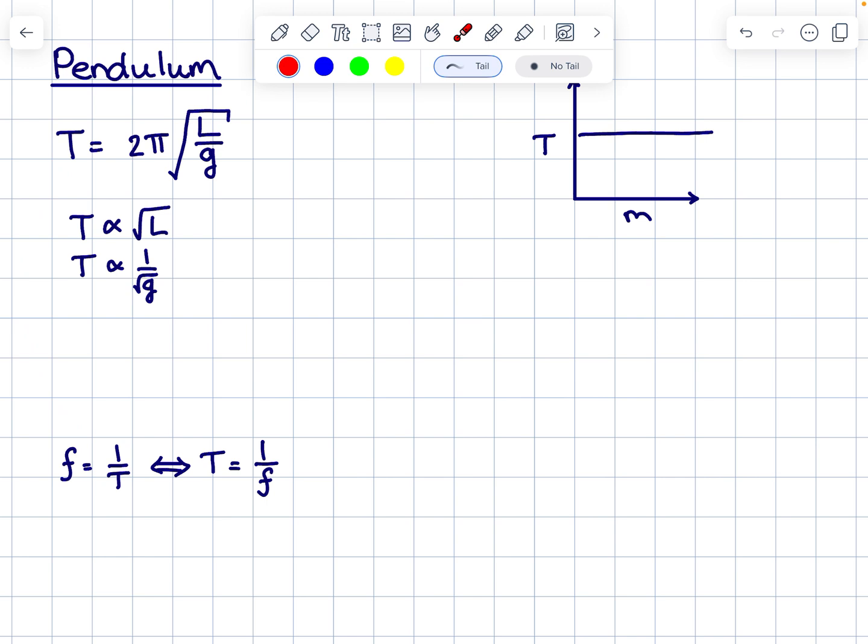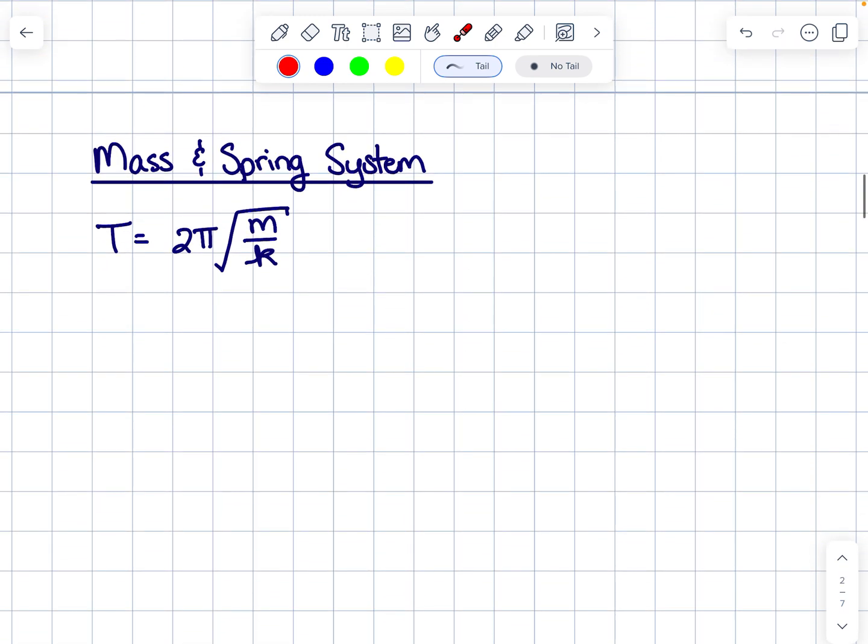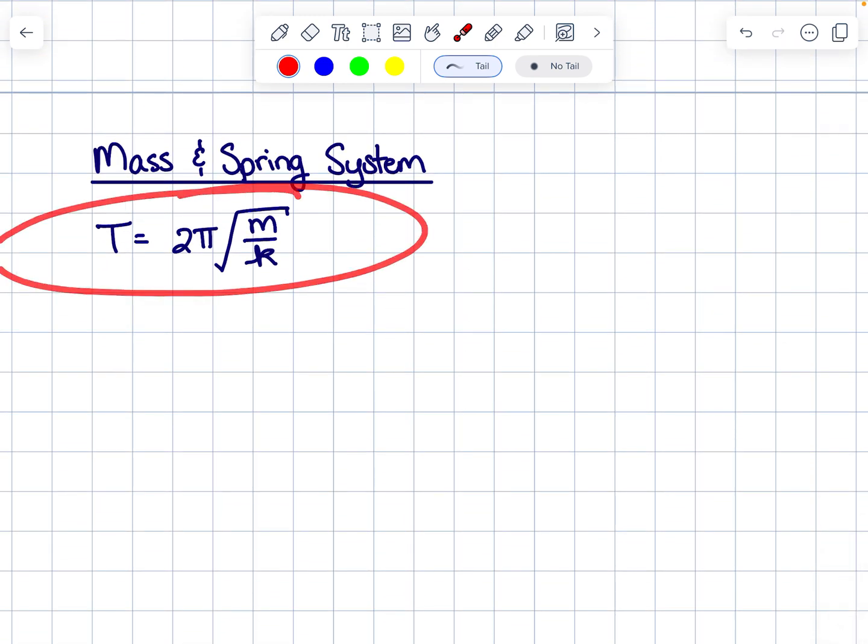Okay? All right, moving on, we have a mass on a spring. And the equation for a mass on a spring is given by this right here. It depends on the mass, and it depends on the spring constant. And remember, the spring constant is a measure of how strong the spring is. The bigger K is, the stronger or the stiffer the spring is, the more force it takes to stretch it.